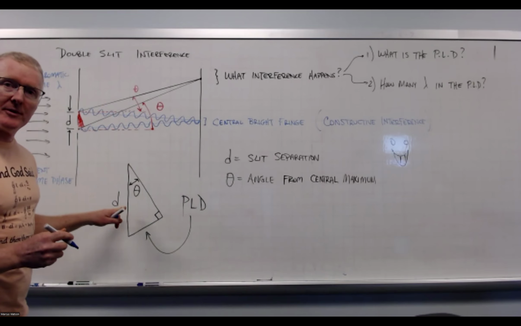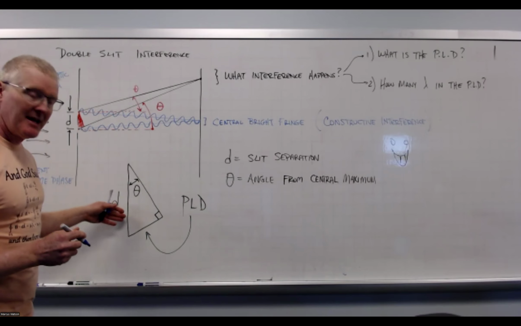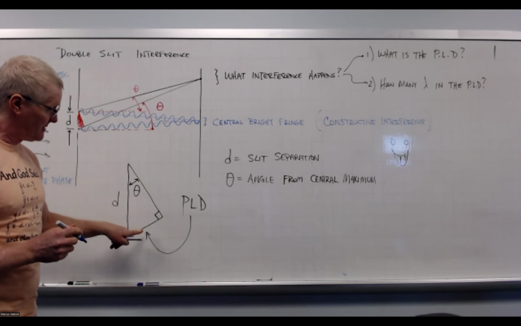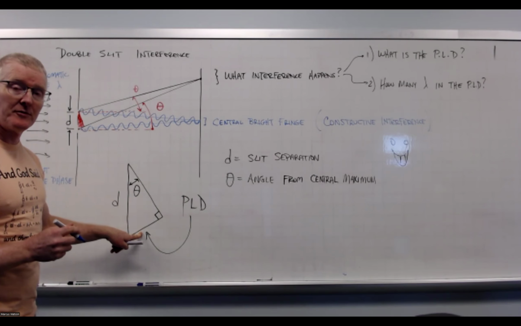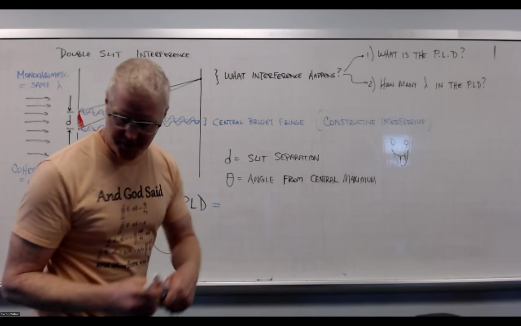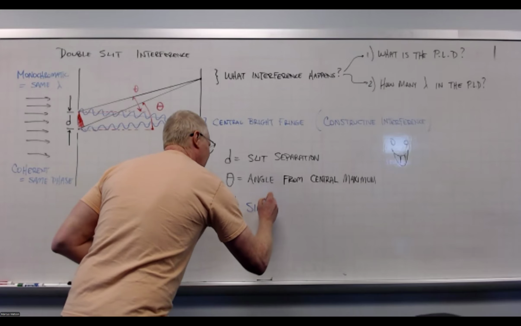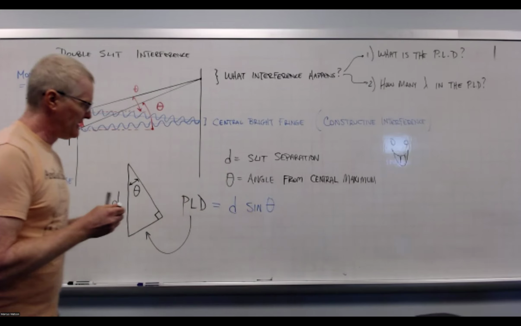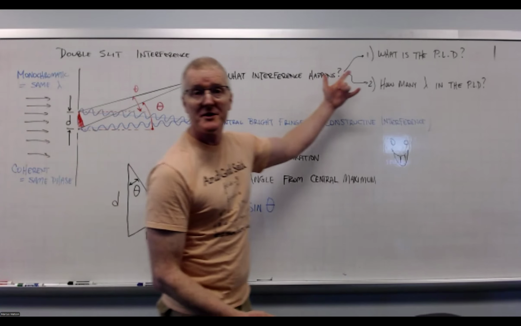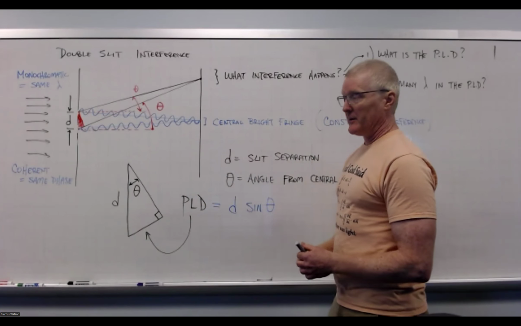And if you look at a little bit of right triangle trigonometry, you'll notice that the hypotenuse is D, and if I take the opposite to this angle, that would be the side I'm looking for, and that's the sine. So really, the PLD is equal to D times sine of theta. All right, so this is the answer to question number 1. What is the PLD? Well, the PLD is d sine theta.